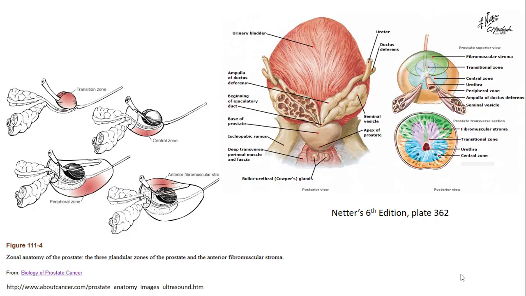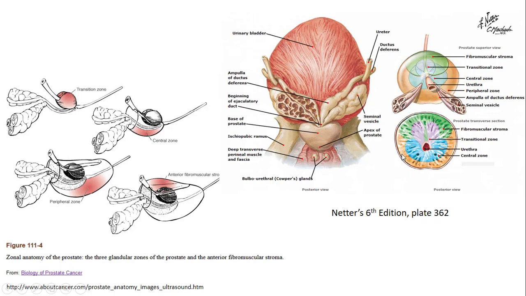Let's review the anatomy around the prostate briefly. This is a posterior view of a patient. You'll notice this is Netter's sixth edition, plate 362, not the fifth. This is the urinary bladder, and the ureters come down here, the left ureter and the right ureter. The ductus deferens comes around and attaches superiorly to the prostate, both the left and the right. And then the seminal vesicles come around, here's the left and the right. And then you have the base of the prostate and the apex of the prostate and the Cowper's glands.